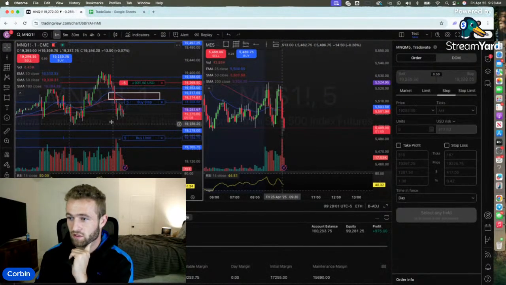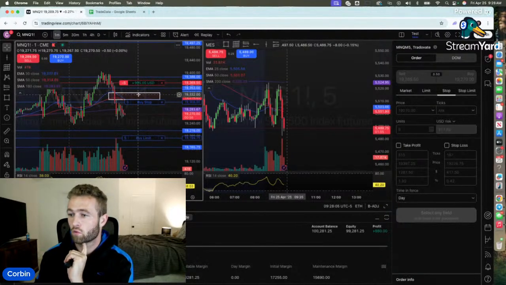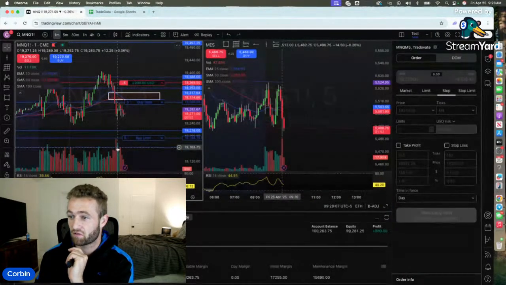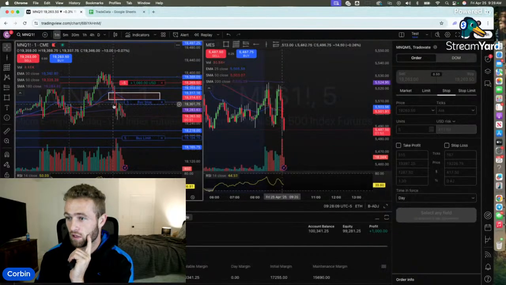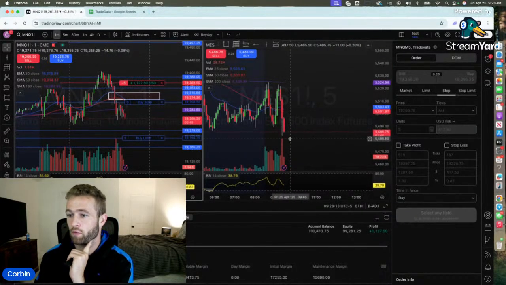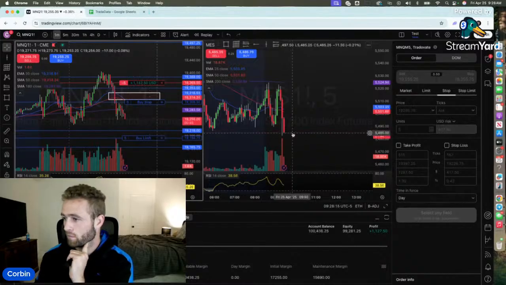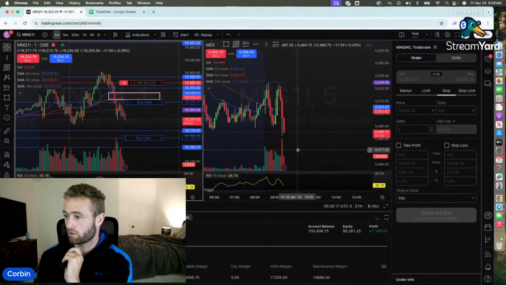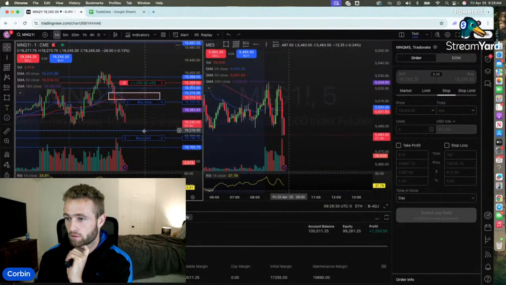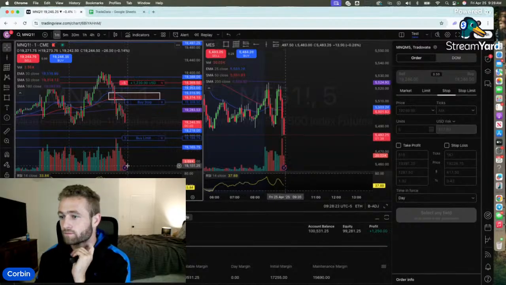But it looks like we just kind of came up. We tested that level. 1 day, 1 minute fair value gap still never really got tested. That move, let's see if we're making lower lows. Strong 5-minute push. Lower lows there. Nice.